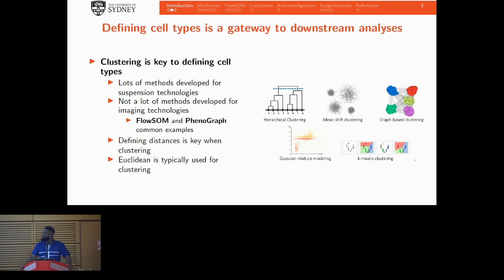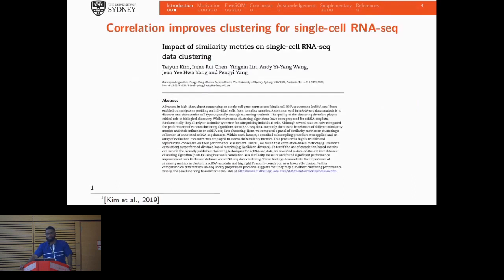A few years ago, there was a paper that looked at the effect of different distance metrics on clustering, and they focused particularly on single cell data. They showed that when clustering single cell data, correlation-based metrics actually outperform the typical Euclidean-based one. So we had the idea that maybe this is the same thing for imaging mass cytometry data.